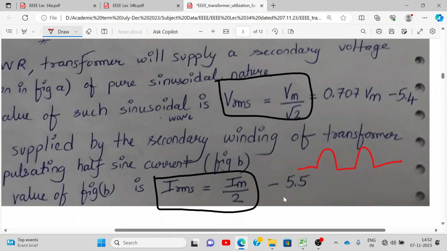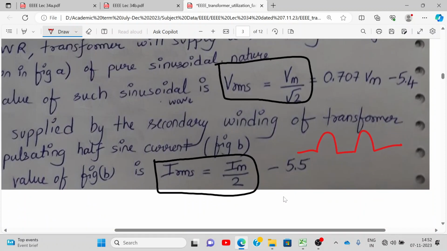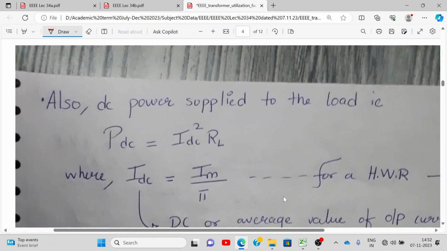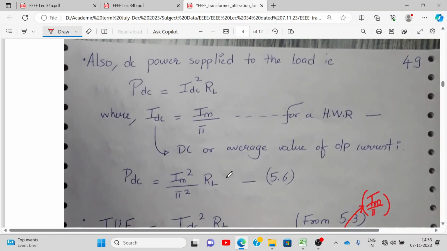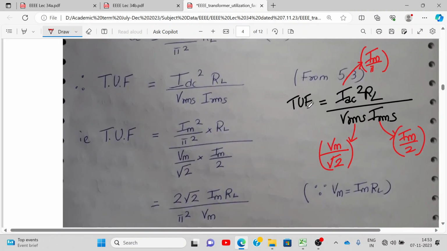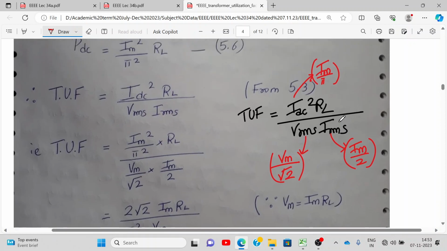Are you getting it? Whereas the voltage waveform available at the secondary is different. See, voltage available at the secondary and voltage available at the load is different. But the current available at the secondary and current available at the load is same. So write down VRMS is Vm by root 2. This is the point of confusion. IRMS is Im by 2. Now use that formula. TUF is PDC upon VRMS into IRMS. Substitute it over here. So TUF is IDC square RL upon VRMS into IRMS.